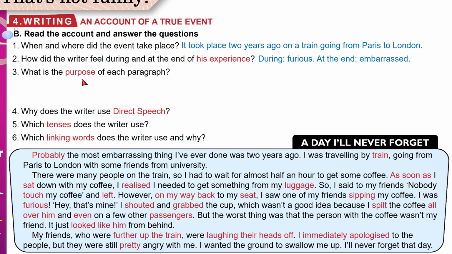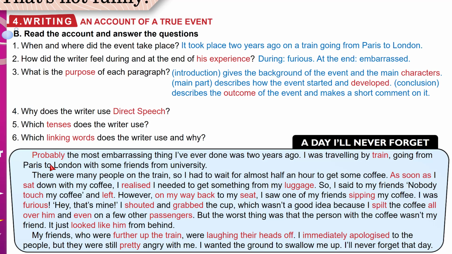3. What is the purpose, the reason, the goal of each paragraph? Paragraph 1, which is very short, gives the background, when and where this happened, and the main characters, the main people. The main part, the long part in the middle, describes how the event started and developed, how it got complicated. The last part, the final part, describes the outcome, what happened in the end, the results of the event, and makes a short comment on it. I'll never forget that day.